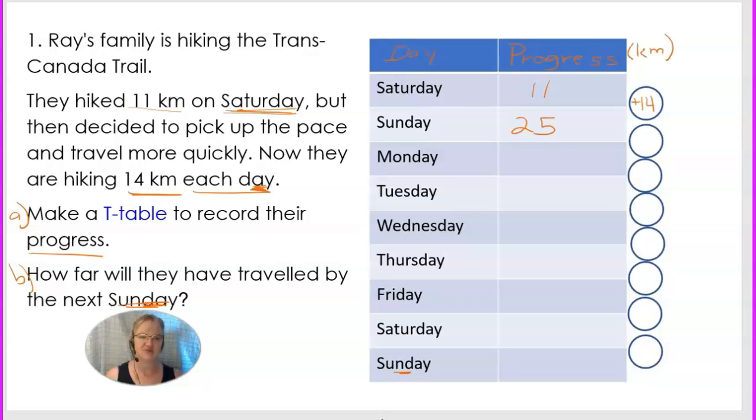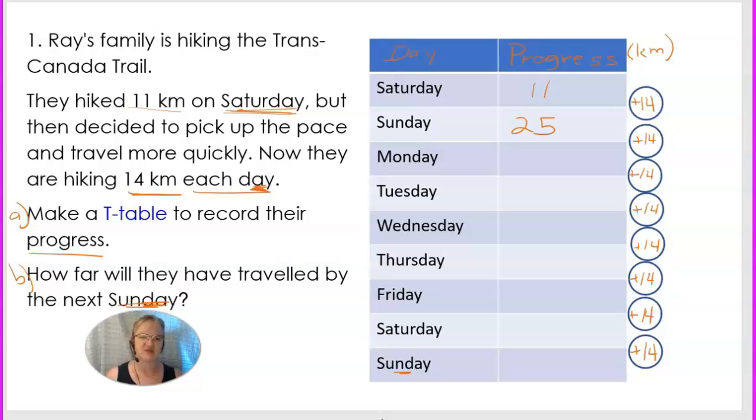I forgot that part. So if they traveled 14 kilometers each day, we can fill in all of these with plus 14, right? To the very end, they stayed very consistent, going 14 kilometers each day. So now all we have to do is take the number that we left off with on their progress, add 14 to get their progress for the next day.